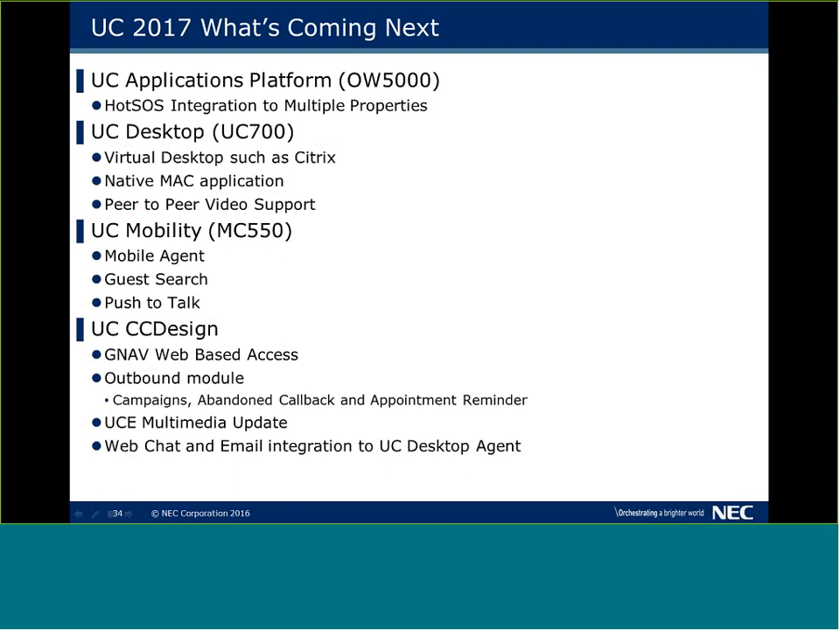And so look ahead to 2017 and what that might include. One of the biggest feature enhancements is specific to the hospitality space, and that is to allow for our hot sauce integration to handle a multi-property scenario. Other enhancements for the UC desktop, one is virtual desktop support, specifically like Citrix and those environments. We do get more and more requests for those nowadays. We're also considering adding a native application for the Mac, as well as peer-to-peer video support for the UC desktop.